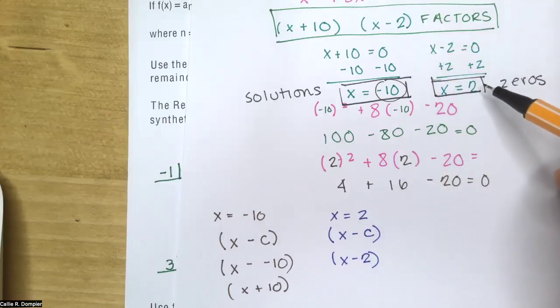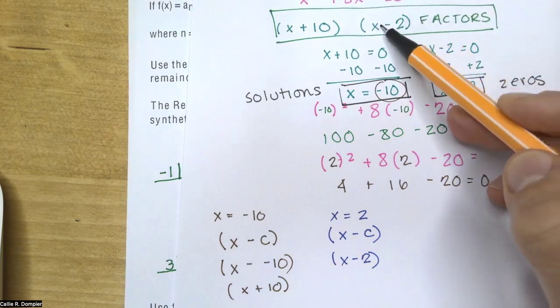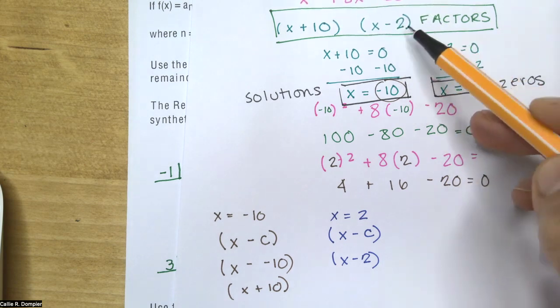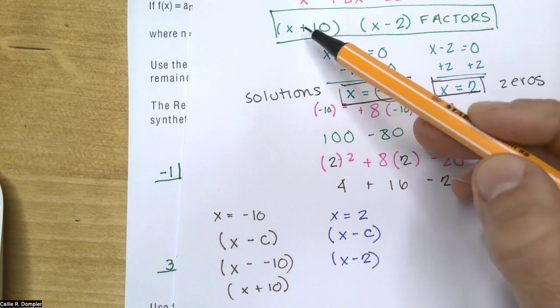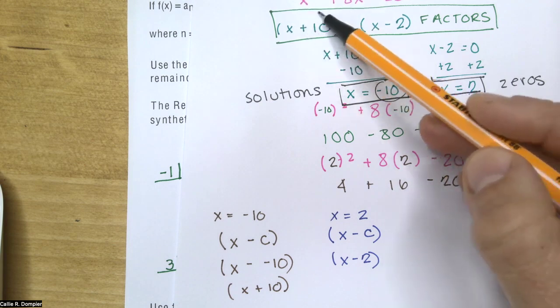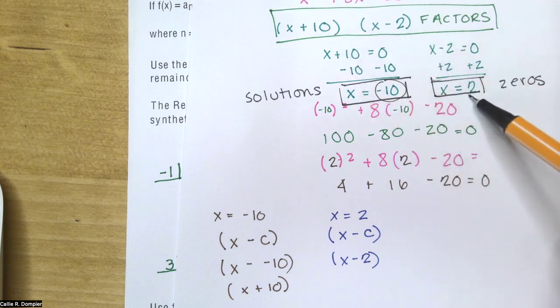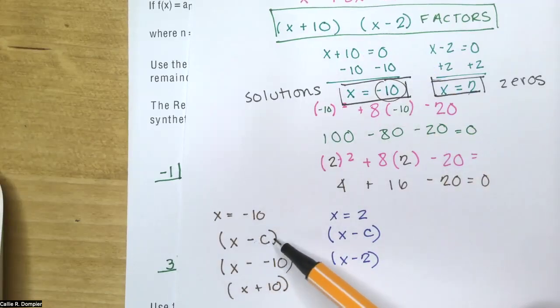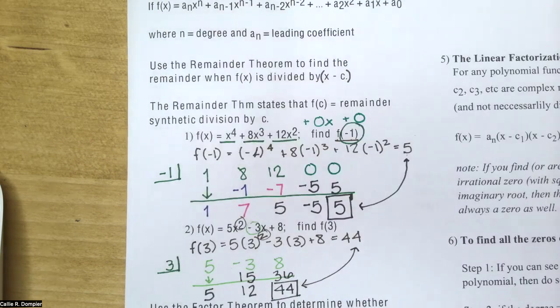If you have a 0 and you want to make it a factor, you subtract it from x. If you have the factor, you need to change that sign, okay? x minus 2 is the factor, so this 0 is going to be positive 2. x plus 10 is the factor, so the 0 is going to be the changed sign of that part. So we change the sign from -2 to +2, from +10 to -10, because we are subtracting our 0 from x. That is the relationship between factors and zeros. Good? So that was just a side note.